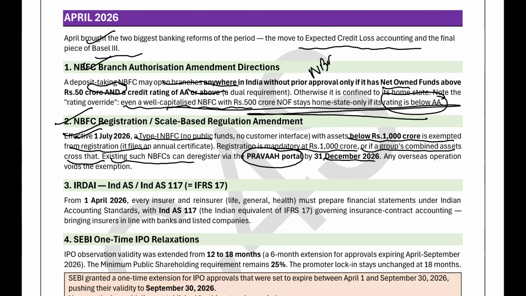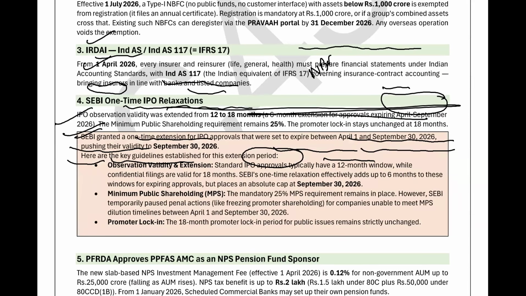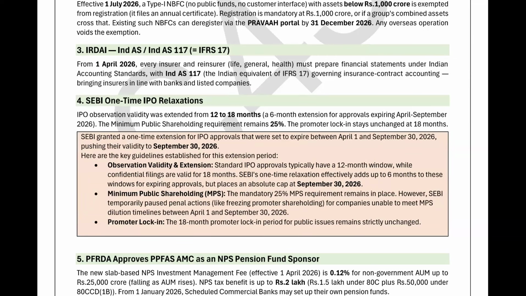Now, let's discuss the third circular news, that is IRDAI, right? What is it telling about? From 1st April 2026, all insurers and reinsurers, life, general, health, must prepare financial statements under Ind AS, okay? Ind AS 117, remember this, okay? Equivalent to IFRS 17, governing insurance contract accounting, bringing insurers in line with banks and listed companies.